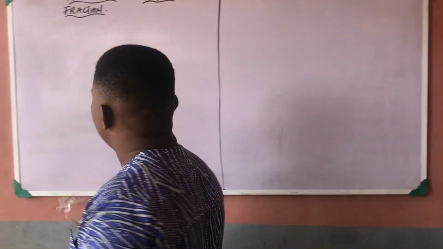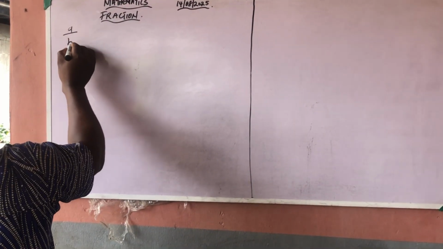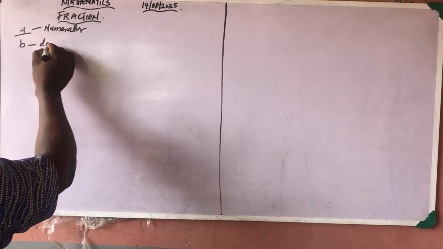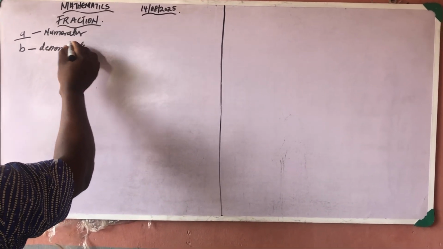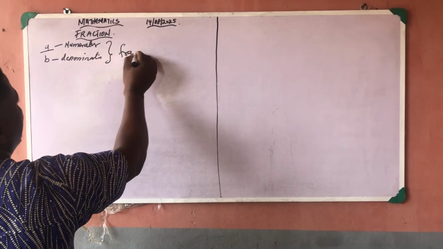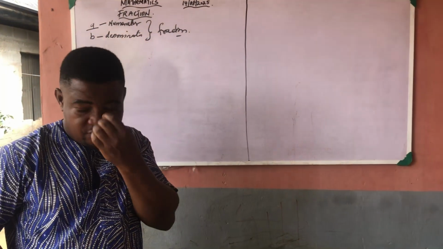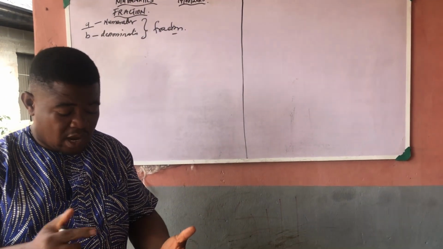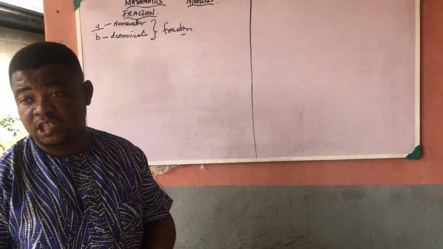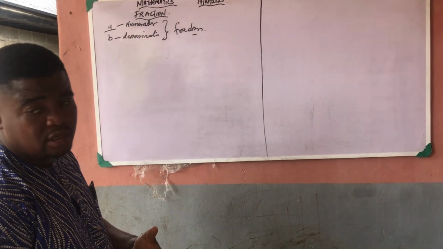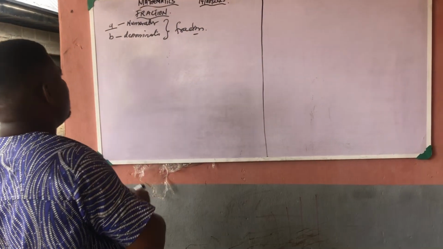You can also say that fraction is any number that has numerator and denominator. For example, if you have A over B, A is the numerator, while B is the denominator. All of them, you can define as fraction. We have ways of calculating fractions: addition, subtraction, multiplication, and division of fraction. But for today, let us go into addition and subtraction of fraction.